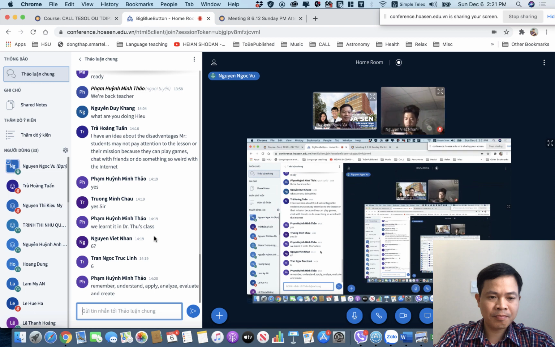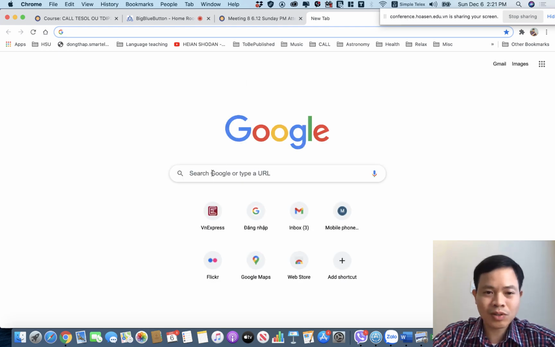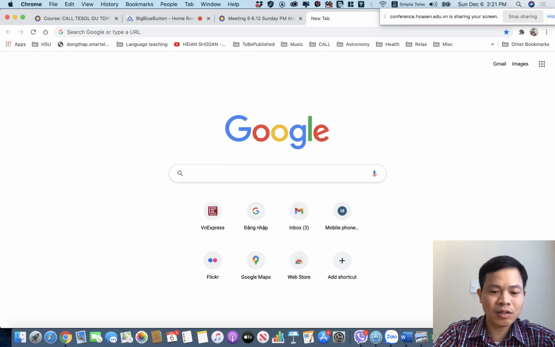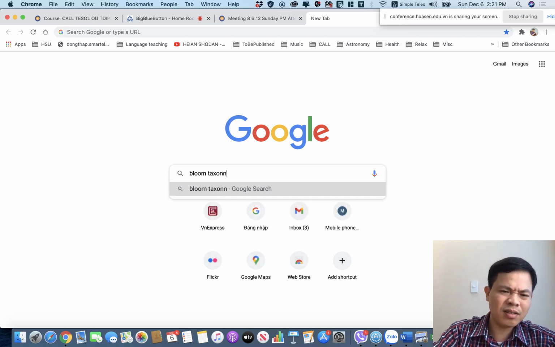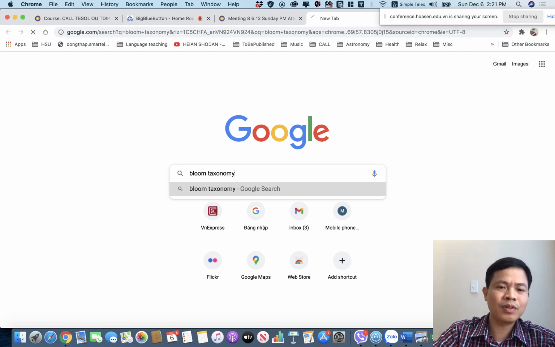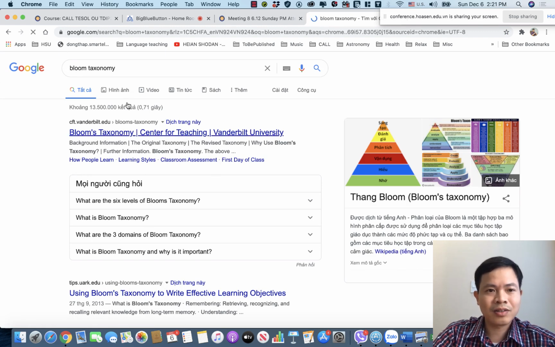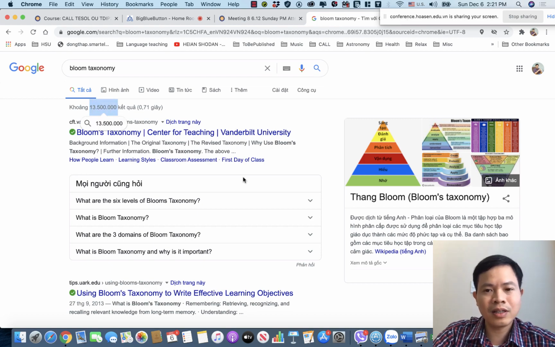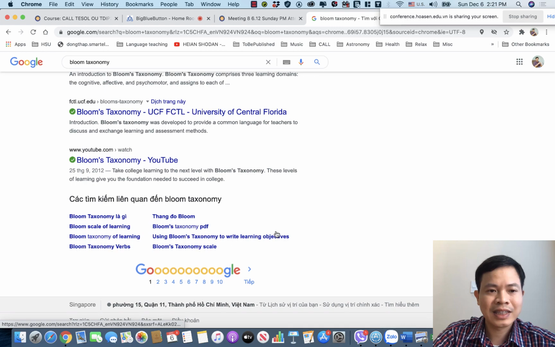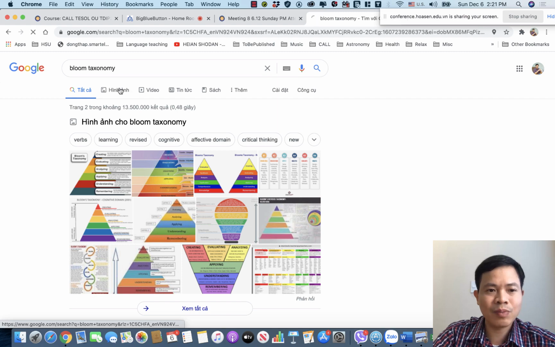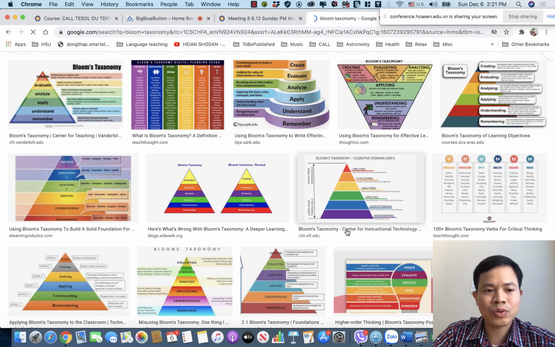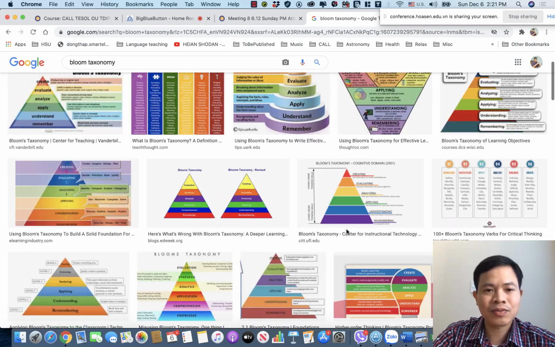This is just to wrap up. So there are 6 levels in the Bloom taxonomy, and if you go to Dr. Google and search Bloom taxonomy, you see how important that is. You see we have 13 million results coming back, and tons of videos and illustration images of the Bloom taxonomy, and that shows you how important it is for education.